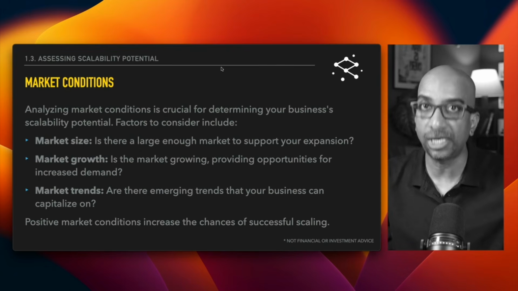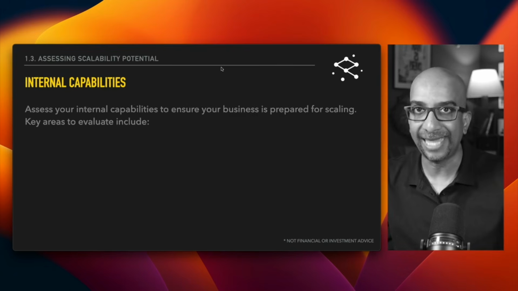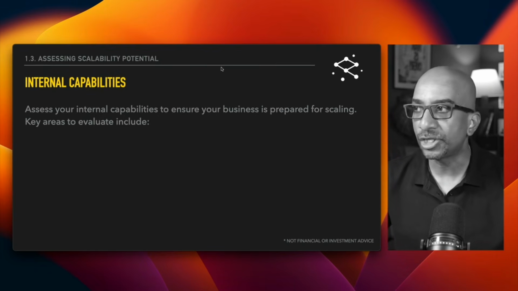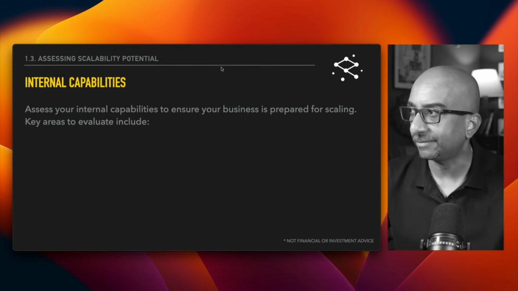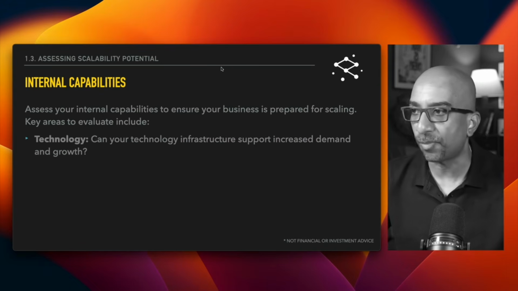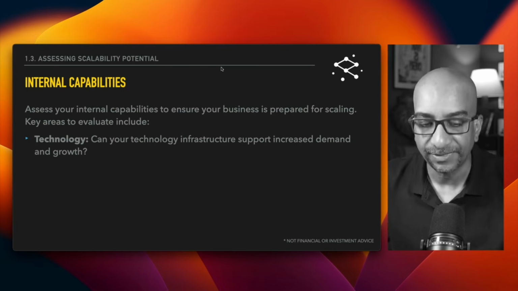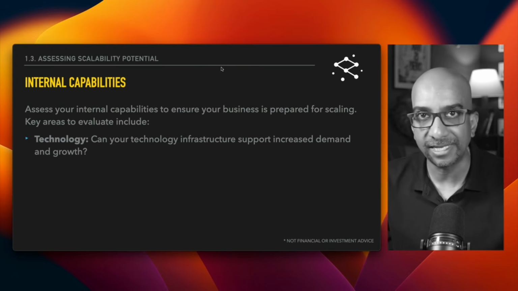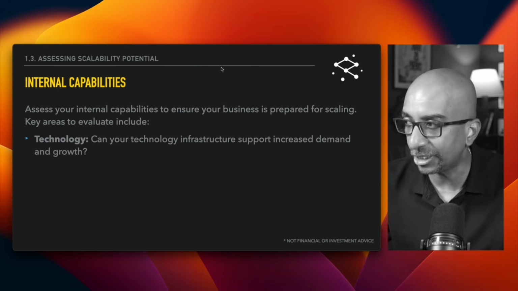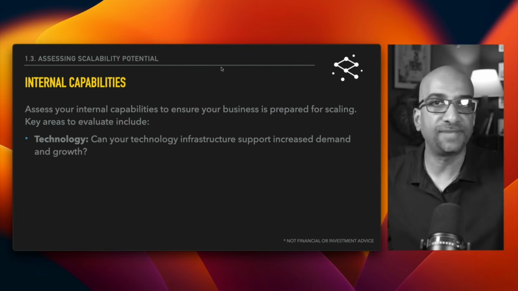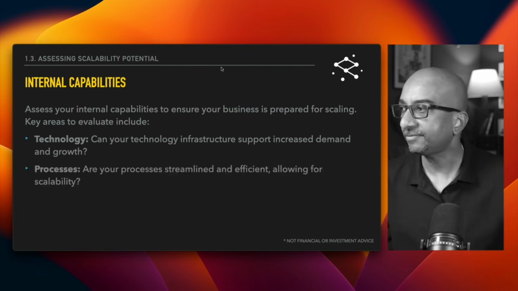Okay, so this is external. Let's look at internal capabilities, right? Assessing your internal capabilities is crucial to ensure your business is prepared for scaling. What do you look at? Technology. Can your technology infrastructure support increased demand and growth? That's why we're building Panaton. The Panaton platform is built from the ground up with innovative ideas to help entrepreneurs, founders like you, scale your business. And we do that through different kinds of technological components.